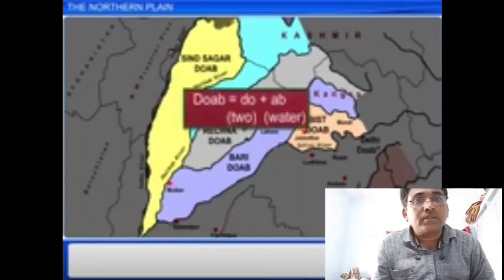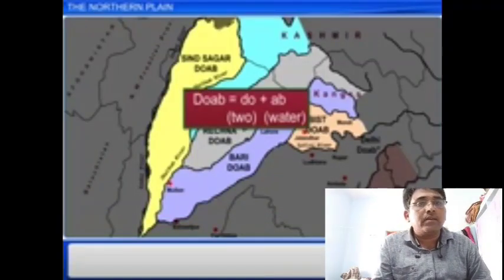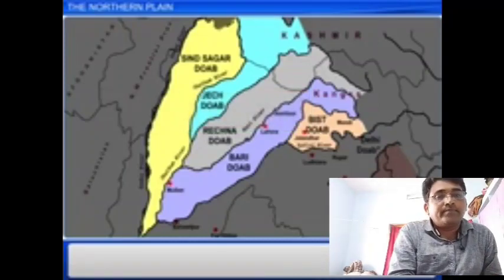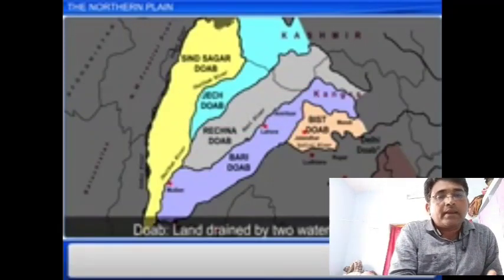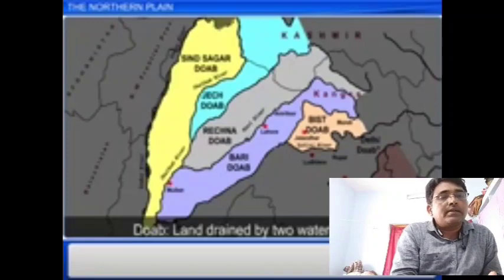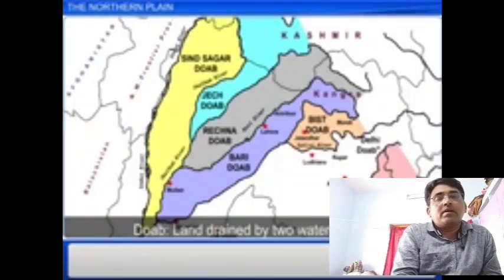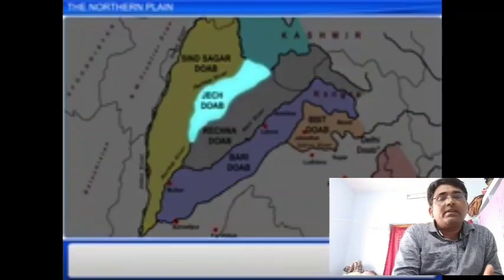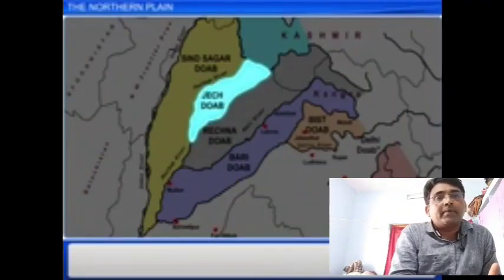The land between two rivers is called Doab. It is a fertile land. Do means two, Ab means water. Doab is a piece of land drained by two water bodies. That map shows the Doabs that comprise Punjab. For example, Cheech Doab lies between Jhelum and Chenab.